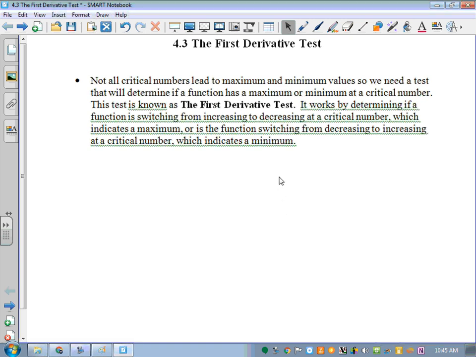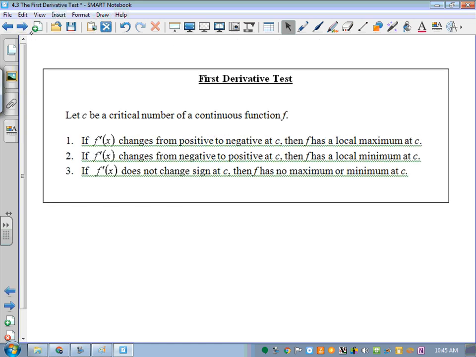All right, welcome to 4.3, the first derivative test. The first derivative test is linked to 4.1 and 4.2, so a lot of what we're doing within 4.3 is going to be reiterating the concept. And I'm going to explain it in this little table, and this is all in your notes.